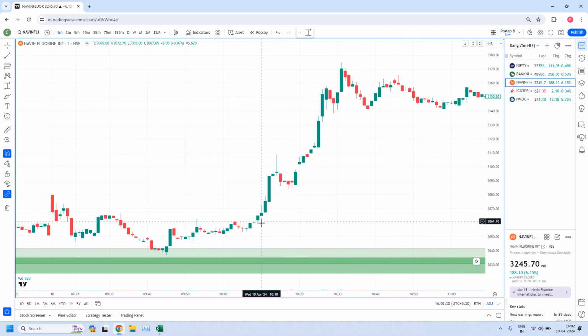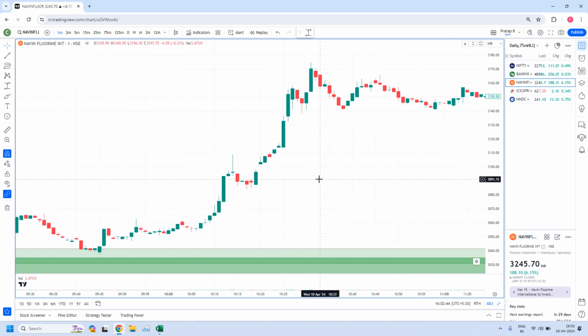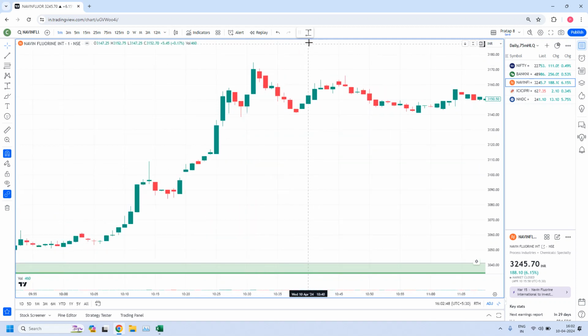Even here also you can add rally, base, rally. Here also a 1 minute zone, but prices did not retrace. And here also you can add drop, base, rally. Prices never come. See how strong it is. Even 1 minute. Even here. And this is the area I suggested to you.